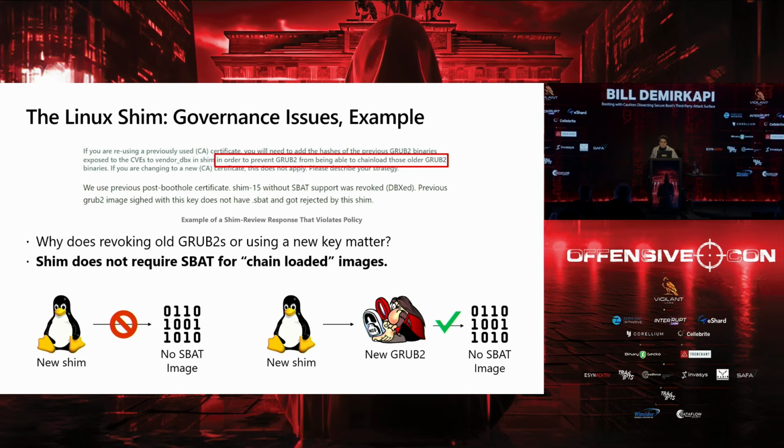So the problem is that Shim does not actually require that SBAT is present for what's called chain-loaded images. So if you take the Shim and then take an image that's signed with a vendor certificate but does not have this SBAT section with version information, it won't let you load it. But if you take the Shim, take grub2, and then chain load the no-SBAT image from grub2, it'll actually let it go through. And this is an example where the Shim review process failed. They approved this submission even though an attacker could take this new Shim and new grub2 image and load old vulnerable grub images.